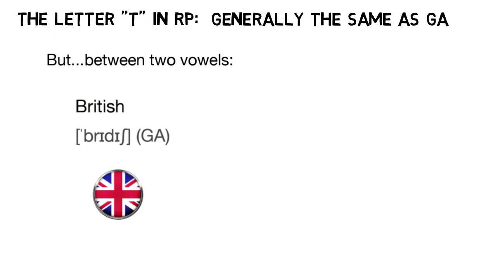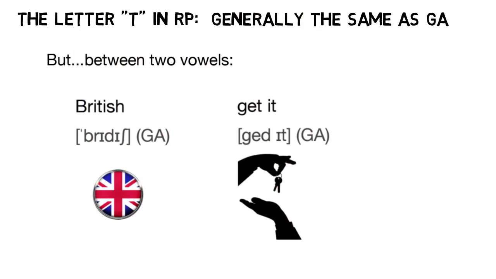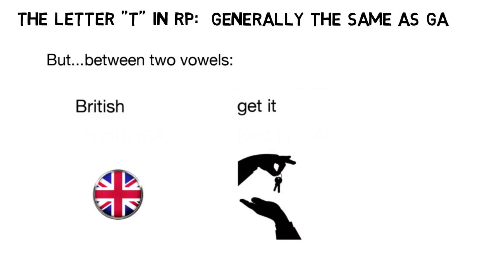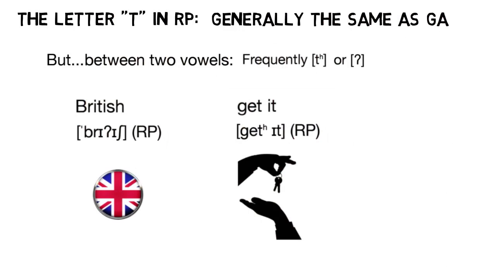The only time we need to pay attention is when you get a T in between two vowels, in contexts like the word British or get it. In American English, that T will tend to almost turn into a D. British, get it. But RP tends to sound a bit different. You will hear that D-like sound sometimes. But much more often you'll either get a real articulated T sound, get it, or you'll hear a glottal stop, British, in the middle of the word. So keep an ear out for that.